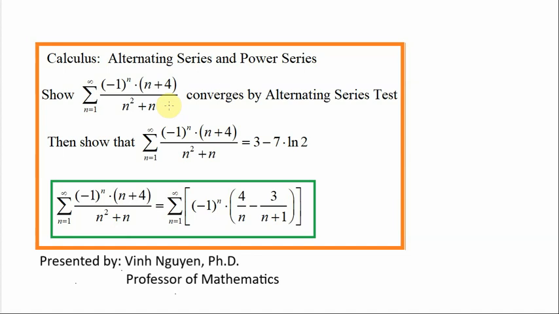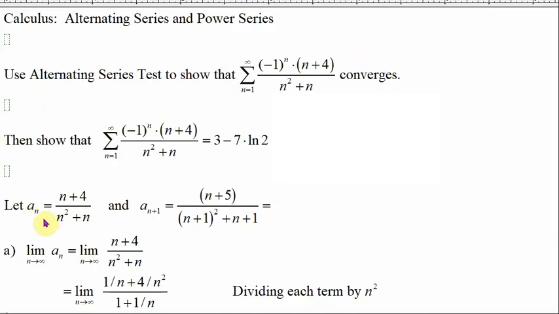In this video, I will show that this alternating series converges by the alternating series test, and that it converges to 3 minus 7 times the natural log of 2. So let a sub n be the expression (n plus 4) over (n squared plus n), and a sub n plus 1 will be (n plus 5) over (n squared plus 3n plus 2).